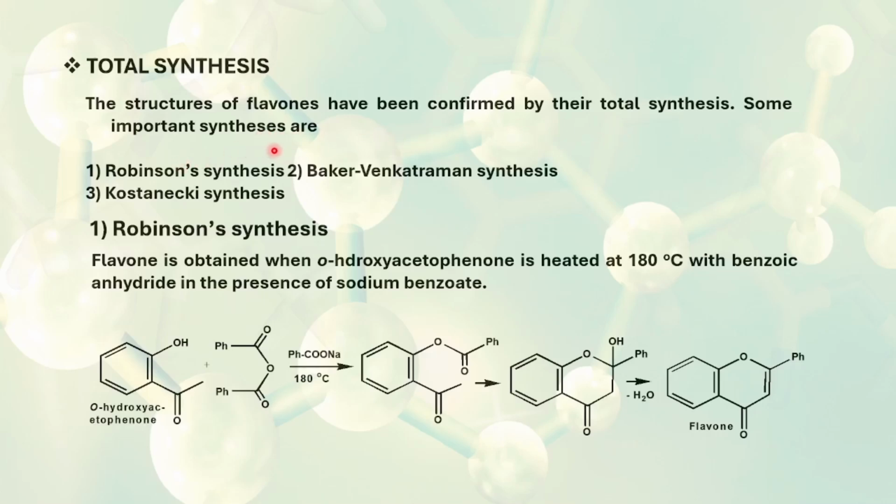Some important syntheses are Robinson synthesis, Baker-Venkataraman synthesis, and Kostanecki synthesis. Robinson synthesis: flavone is obtained when orthohydroxyacetophenone is heated at 180 degrees centigrade with benzoic anhydride in the presence of sodium benzoate.